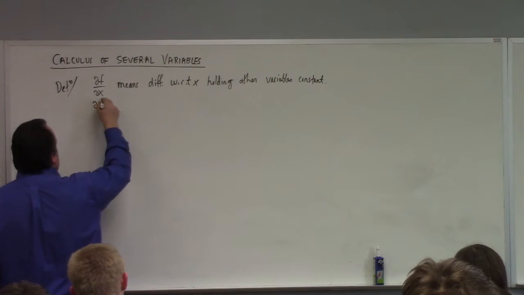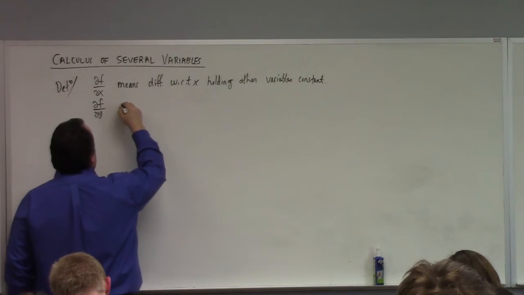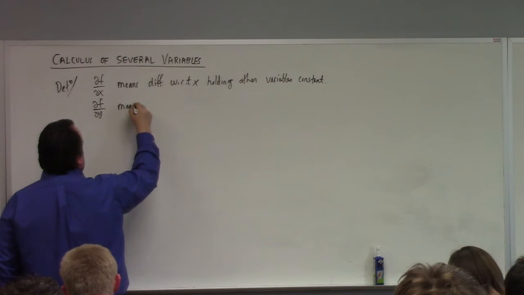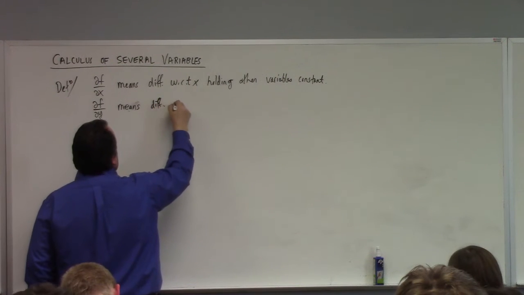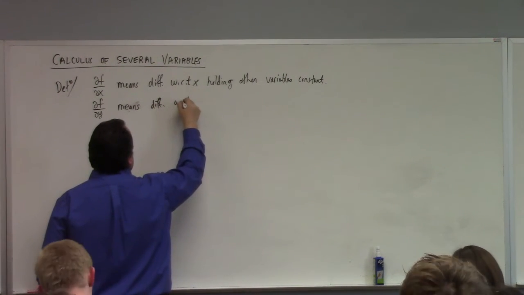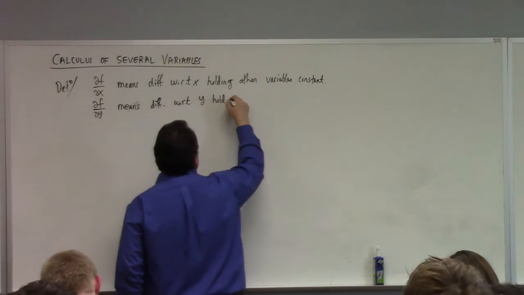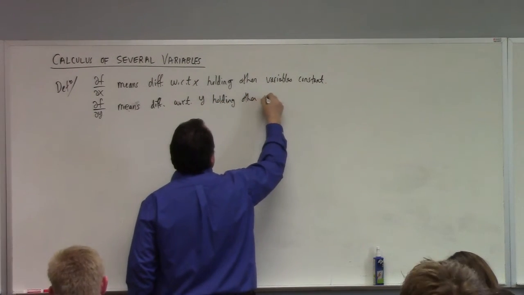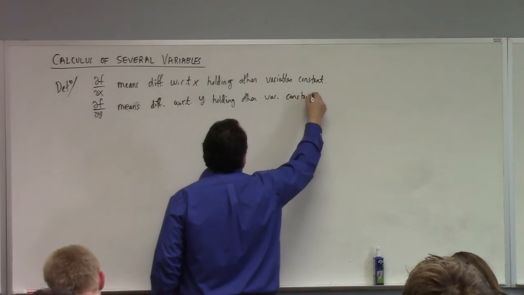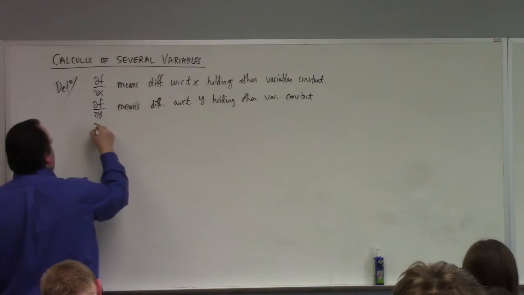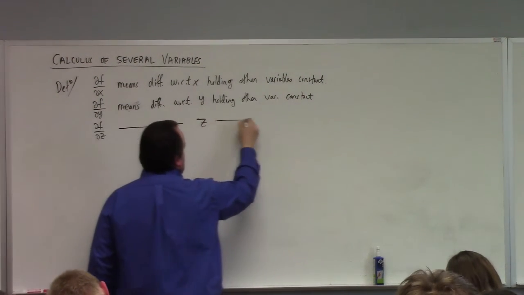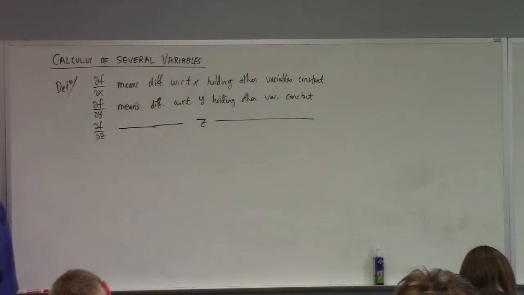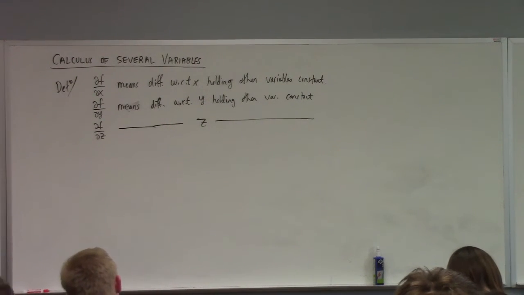And so what does partial f, partial y mean? It means differentiate with respect to y, holding other variables constant. What do you think? I think you know where we're going with this. What do you think partial f, partial z means? Same story, but with z instead. So we differentiate with respect to z, holding the other variables constant. So that's the starting thing I need to talk to you guys about.